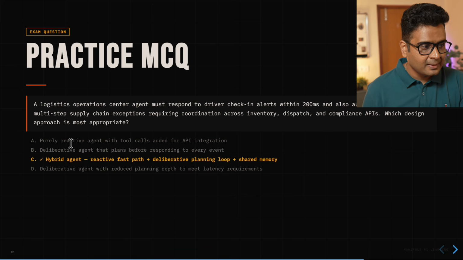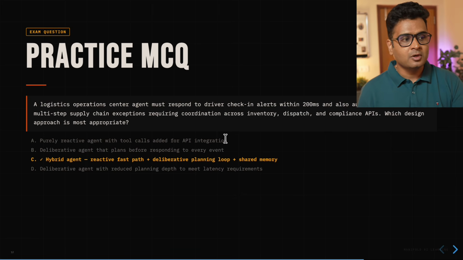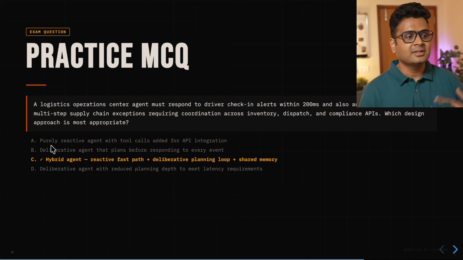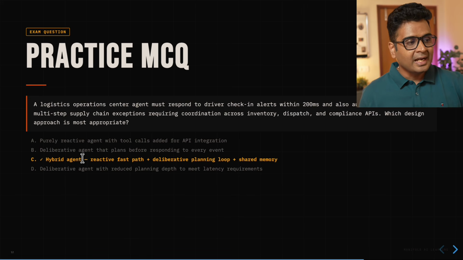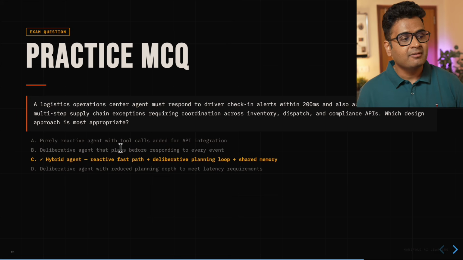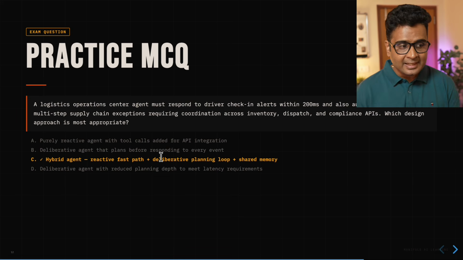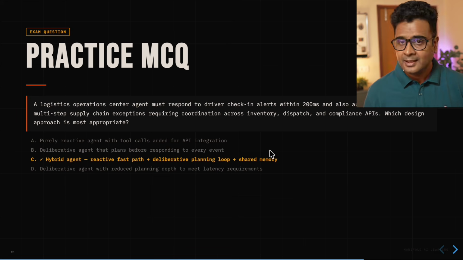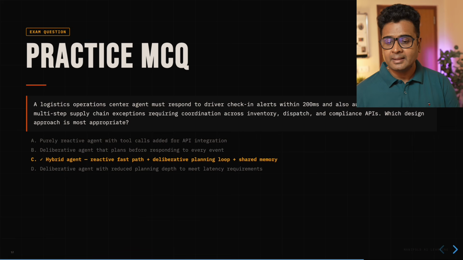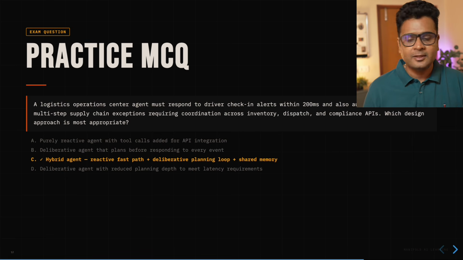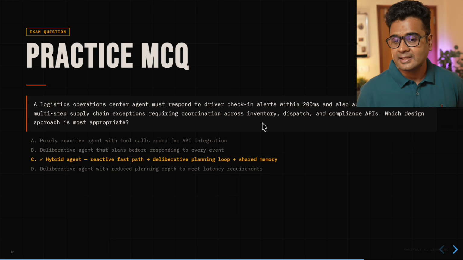Option A is a purely reactive approach with tool calls added for API integration. Option B is a deliberative agent that plans before responding to every event. Option C is a hybrid agent where you have a reactive fast path and a deliberative path which requires the planning loop, and you will have a shared memory. Option D is a deliberative agent with reduced planning depth to meet the latency requirement on all request types. The correct answer is C.